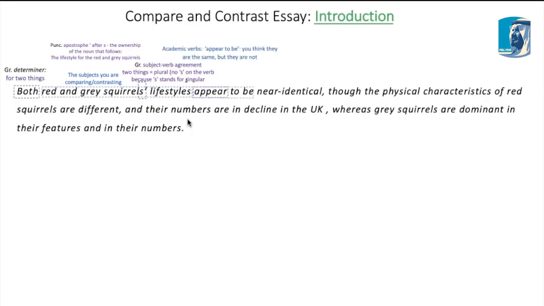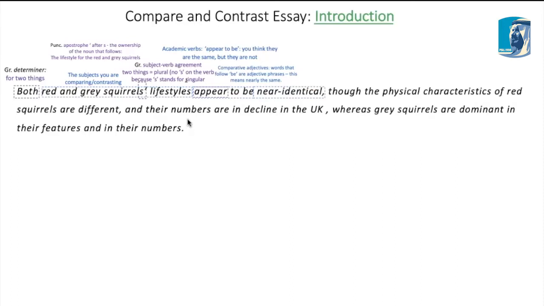And then "appear to be" is also a nice academic verb phrase. We use the phrase "appear to be" when something looks the same but actually isn't. Okay, so what we're saying is that their lifestyles are near identical. Again, this phrase "near identical" means they're almost identical, but they're really not.